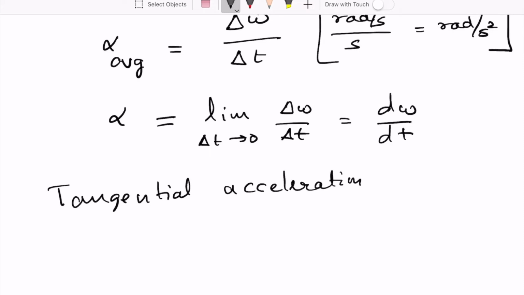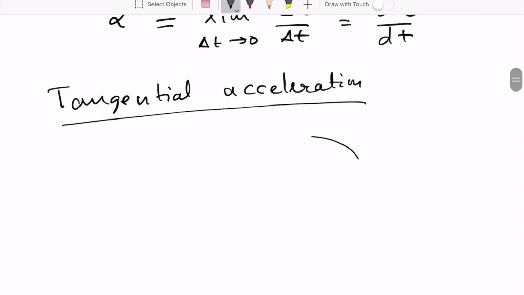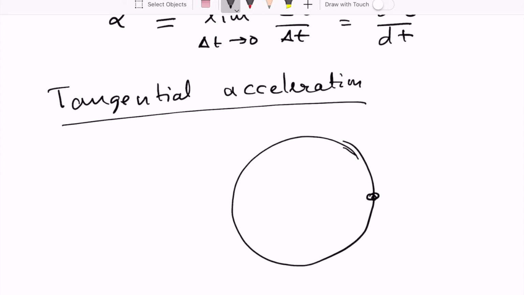What is that? So we have an object that's moving in a circle, and let's say it's speeding up. It had a certain omega when it was over here, and now it has a greater omega because it's sped up, right? So if it's speeding up along the circle, then there must be an acceleration in the tangential direction. If you measure the tangential component of its acceleration, there must be some acceleration in the tangential direction, which is responsible for it speeding up, right? So that acceleration in the tangential direction is called the tangential acceleration.